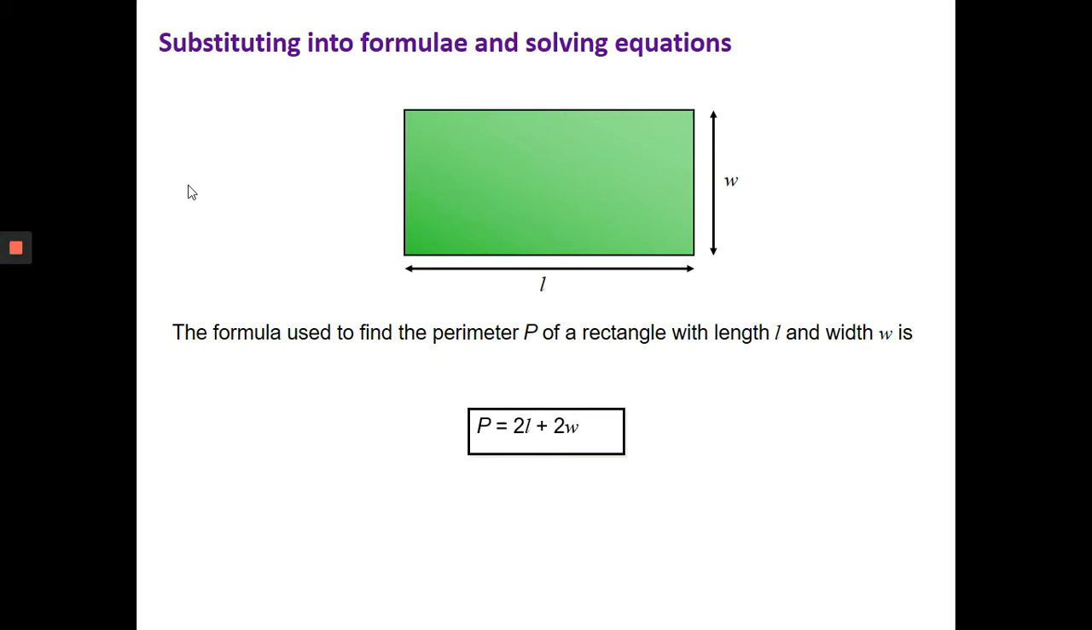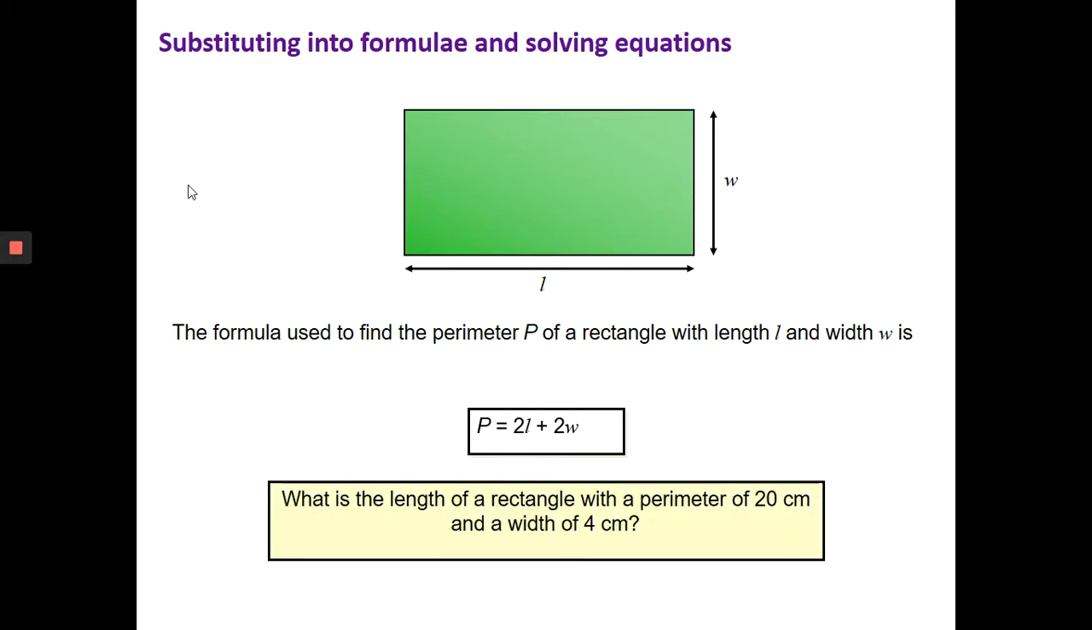Okay, the next way you can show substitution is into formulas for perimeter. So the formula used to find the perimeter of a rectangle with lengths L and W is 2L add 2W. What is the length of a rectangle with a perimeter of 20 centimeters and a width of 4 centimeters? So this is just a simple substitution where you've got 2 times L, which is 20, add 2 times 4, which is 8. So 2 20s equal 40, add your 2 4s equals 8, that equals 48.